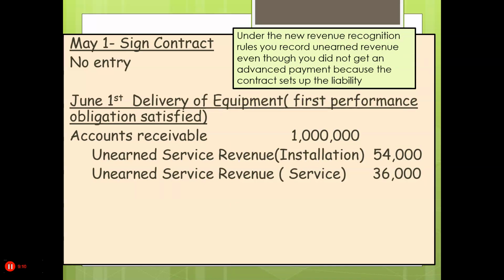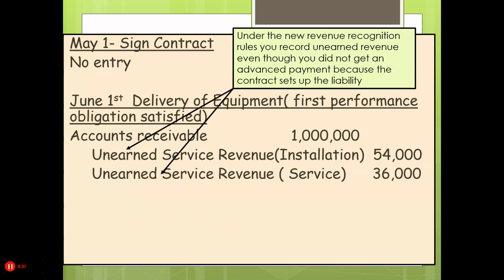Now remember the new rule under the revenue recognition. It used to be that you could only book unearned revenue if you received cash in advance. Well, that changed under the new revenue recognition principle. Now they're saying you can recognize unearned revenue when you have a contract, because you should set up the liability at that point.